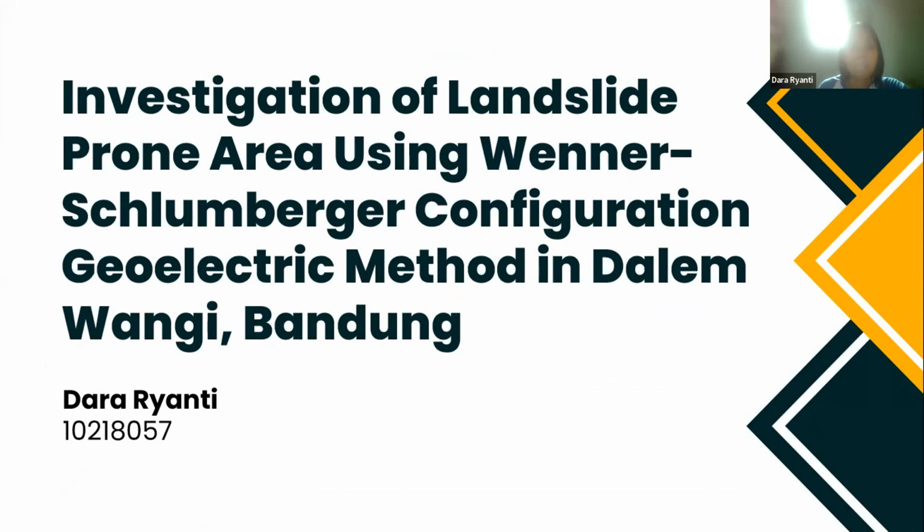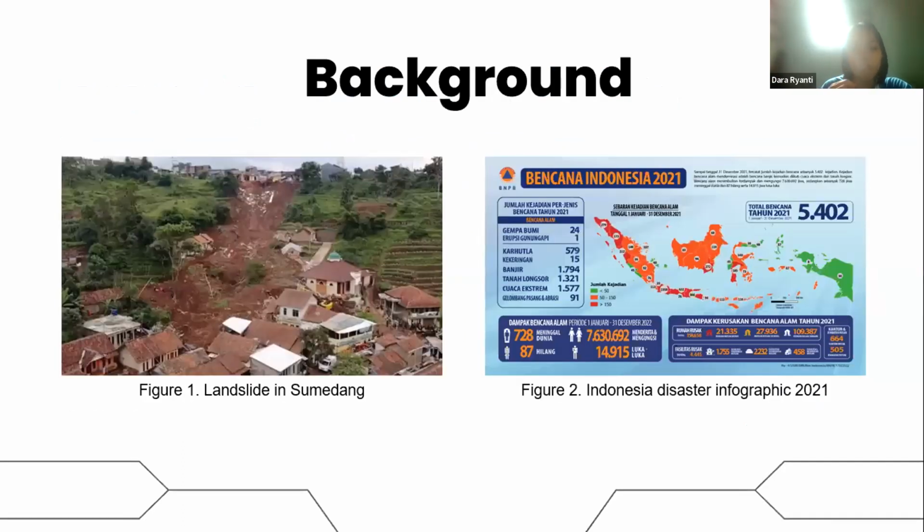Today, I will present my research entitled Investigation of Landslide Prone Area Using Wenner-Schlumberger Configuration Geoelectric Method in Dalamwangi, Bandung. The background of my research is that a landslide is a movement of soil mass, or can be defined as the displacement of slope-forming material, which can be in the form of native rock, weathered soil, embankment material, or a combination of these materials that move down and out of the slope.